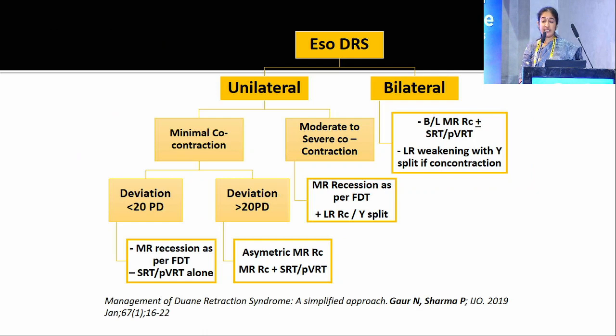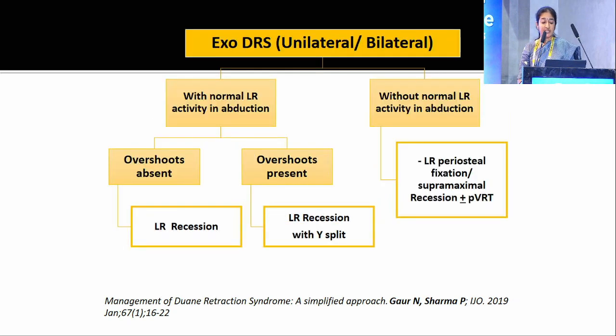So in summary, in an ESO-Duane retraction syndrome, if it is unilateral, we can go for an MR recession or an SRT alone. If it is a deviation of higher degree, we need to operate on both eyes. If there is an associated co-contraction, we have to do a Y split. And in a bilateral ESO-DRS, again, rethink, and then when you operate, we can go for a bilateral MR recession with an SRT, very similar to the bilateral 6th nerve palsy case that Dr. Vivek just showed us. And in EXO-DRS, when there is no overshoot, LR recession. When there is an overshoot, we combine it with a Y split. And when there is no abduction activation and a very gross deviation, we can go for a periosteal fixation.